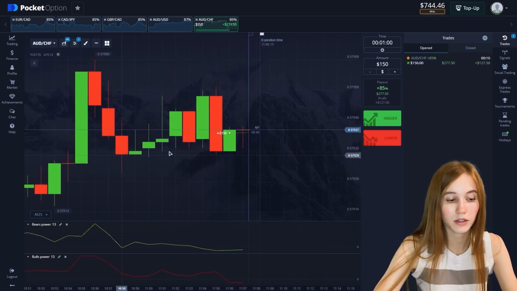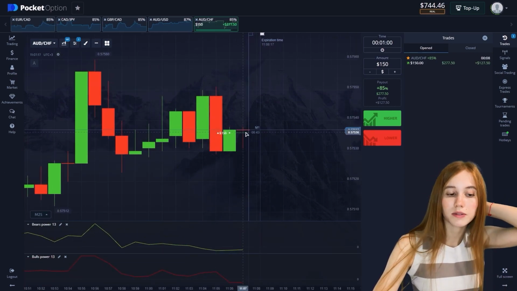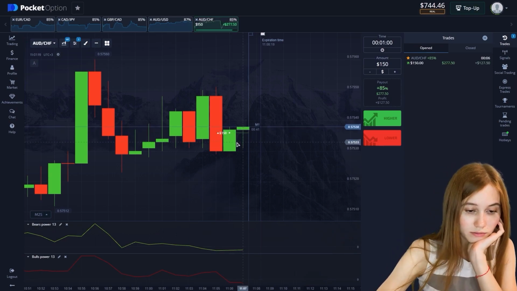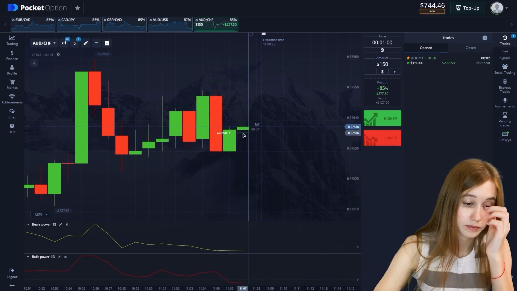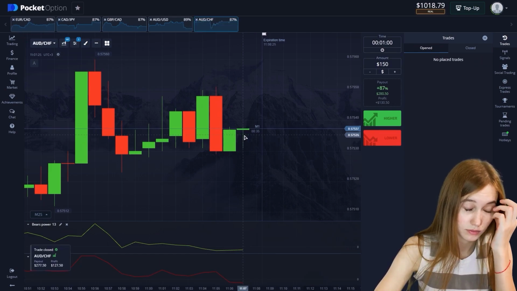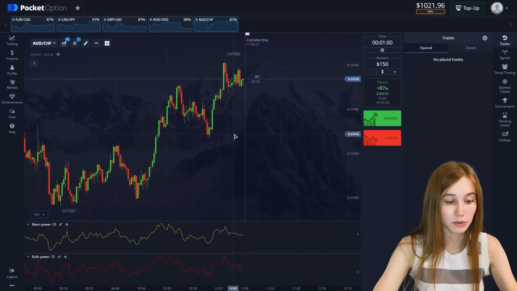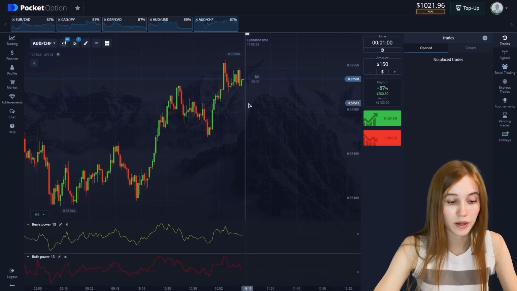Let's watch the chart. There are 13 seconds left. And we see the deal is in plus, good, $1,000. And now let's finish our trading session.